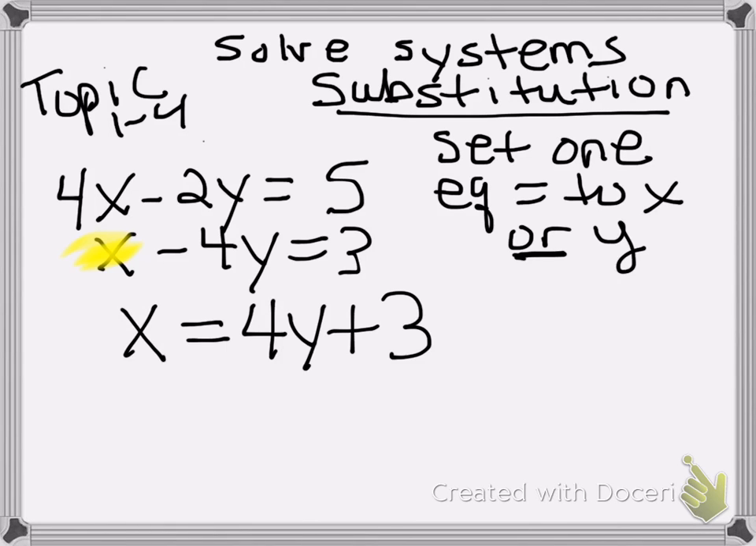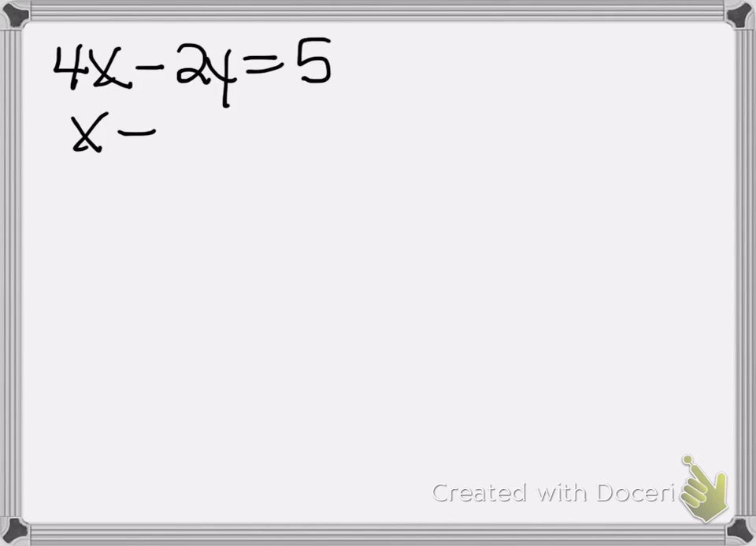Now I'm going to go ahead to the next screen, and I'm going to copy this right here. I'm going to copy the system down where I've got more room to write. So here it was again: 4x minus 2y is equal to 5, and then x minus 4y is equal to 3. Now remember, we made the decision to solve for x because it was the easiest thing to do.